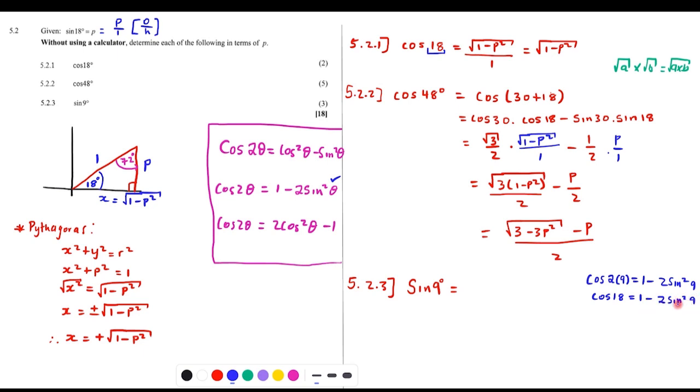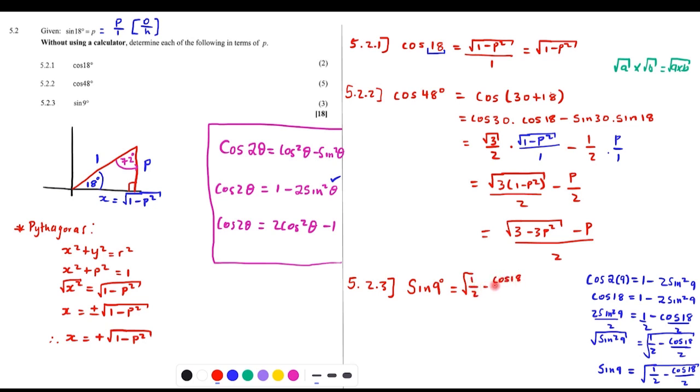Now I need to solve for sine squared 9, so I'll take the minus 2 sine squared 9 over to get 2 sine squared 9, and then I'll take the cos 18 across to get a minus cos 18. Then I'll divide by 2 everywhere. So sine squared 9 is equal to 1 over 2 minus cos 18 over 2. And then when I put the square root, I get sine 9 as the square root of 1 over 2 minus cos 18 over 2.